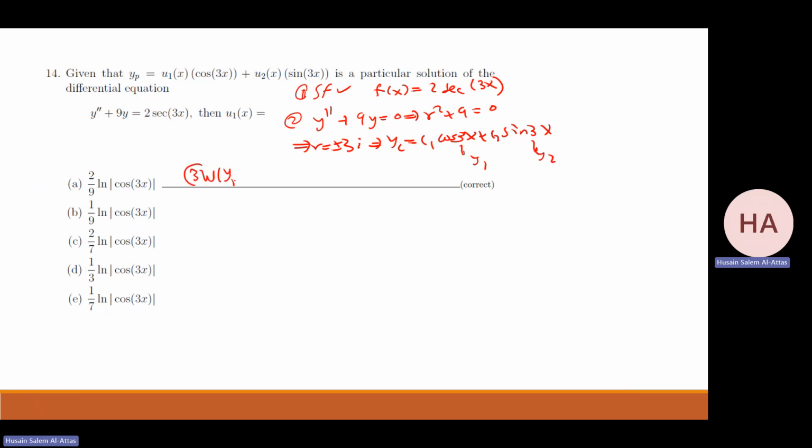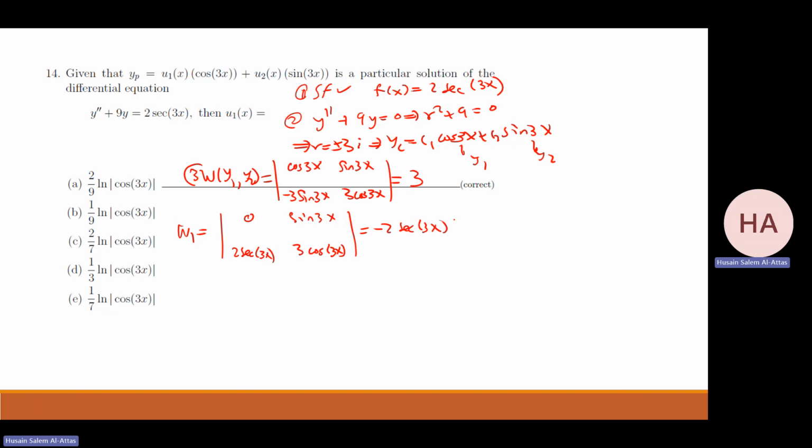Third step, Wronskian. That gives me cosine 3x, and that would be 3 cosine squared plus 3 sine squared. That would be 3. The value W1 would be what? 0, 2 secant 3x; here I have sine 3x, 3 cosine 3x. That gives me minus 2 secant 3x sine 3x. The value W2 is what? Cosine 3x, minus 3 sine 3x, then 0, 2 secant 3x. That gives me what? 2. Secant times cosine is 1. Okay.